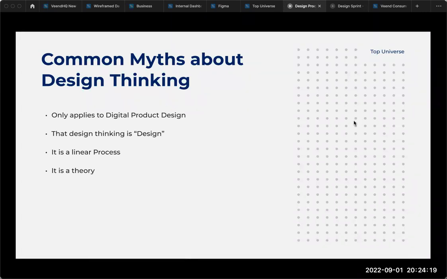So it doesn't really apply only to digital product design, it's not design, it's not a linear process, and it's not a theory. You can even see that from the double diamond process, those guys were making physical objects. And the double diamond process was derived from design thinking. So for you to know, design thinking is not about digital product design, it's not design, it's not a linear process, and it's not a theory.